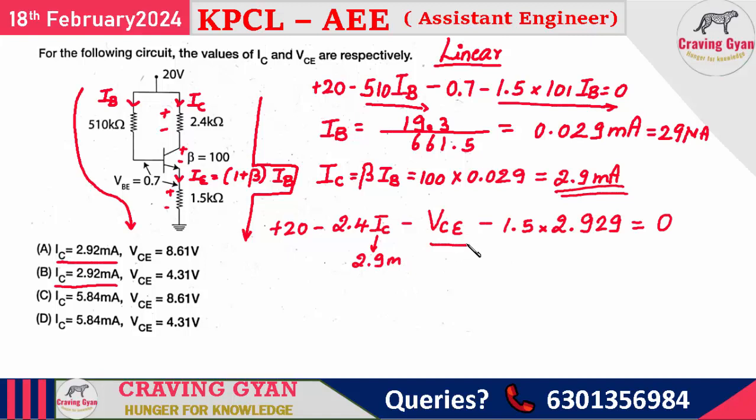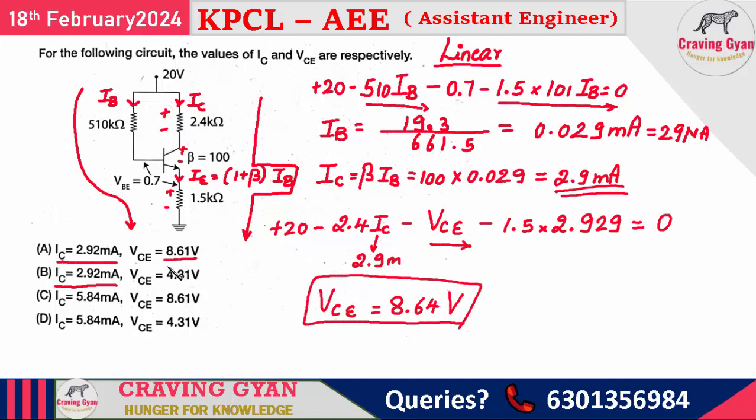Now, sending this VCE term to the right side, what I'm going to get is VCE, which is equal to 8.64 volts. Roughly or approximately it is 8.61 volts. The corresponding option that follows is option A, which is correct.